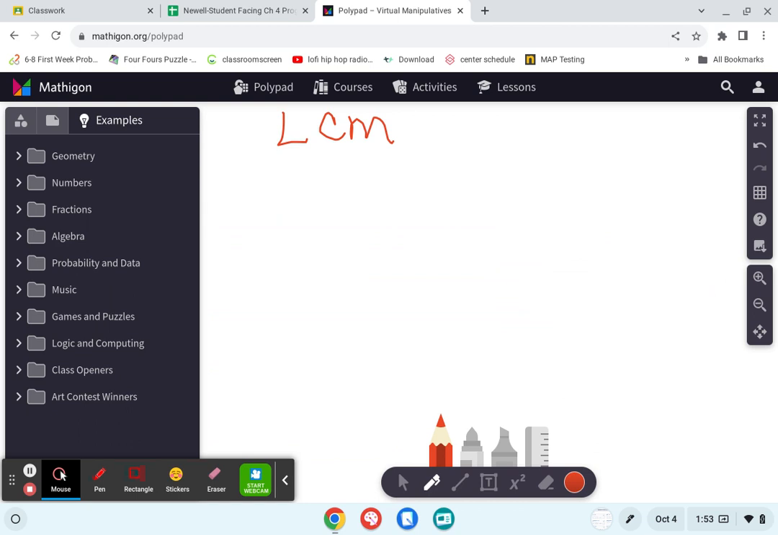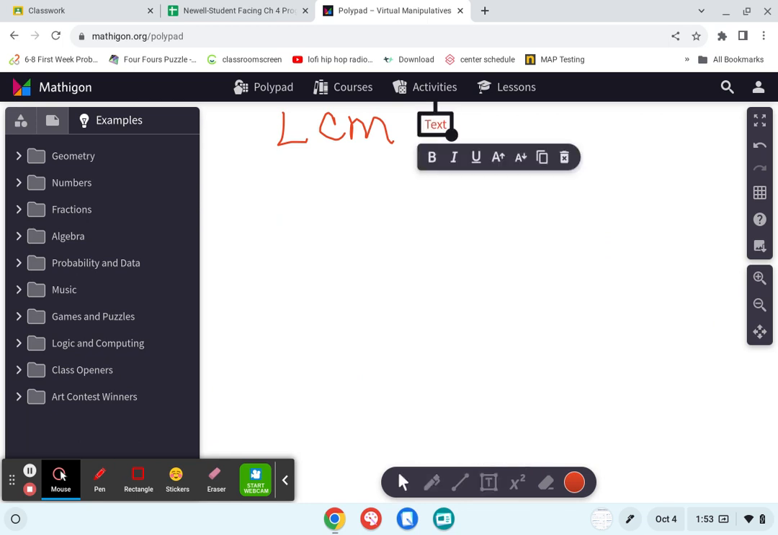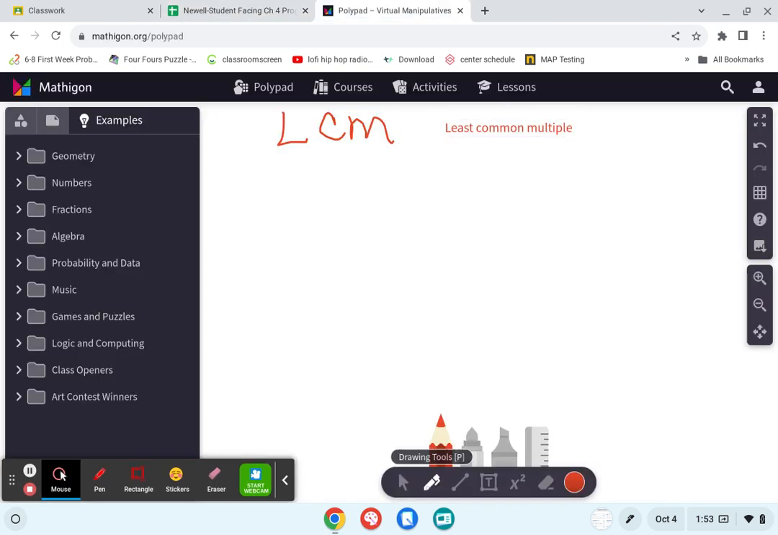Least common multiple. That's what this means. Least common multiple. All right. So LCM means least common multiple. All right. That's what LCM means. Okay. Now, we worked with finding the greatest common factor. And so now we're just going to work with finding the least common multiple between two factors.